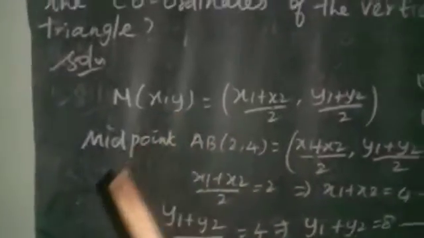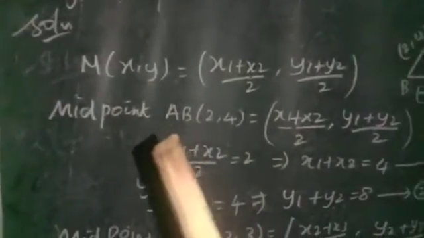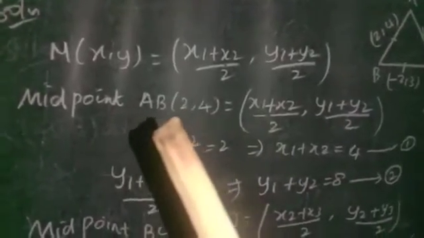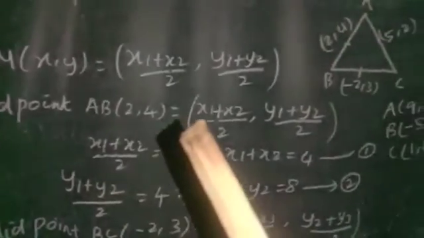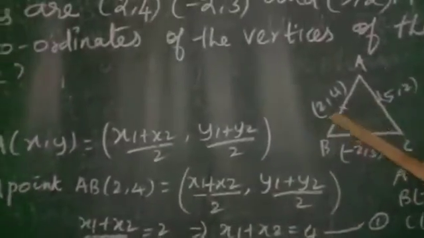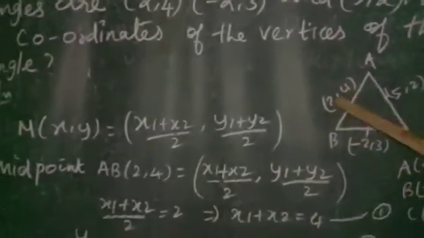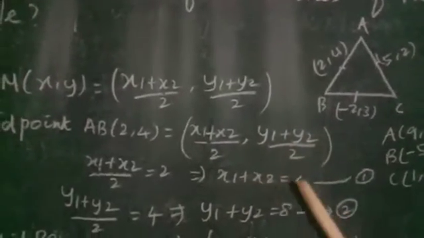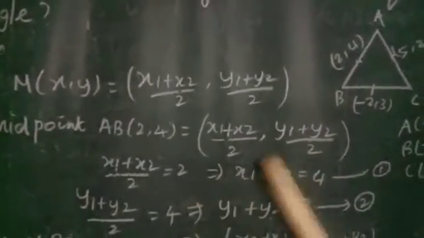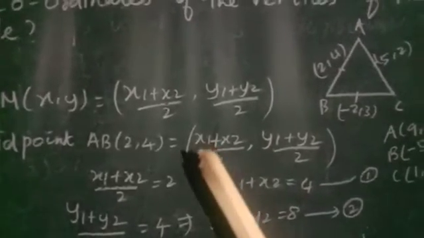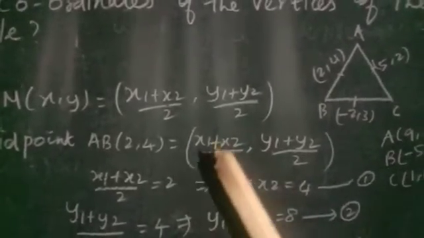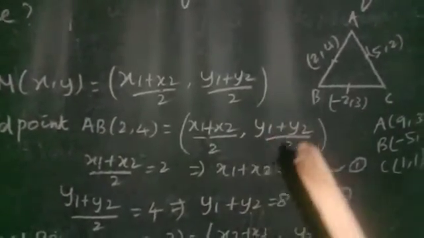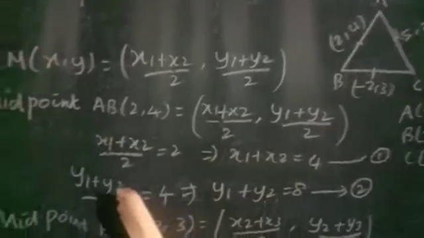First we take the midpoint of AB, which is (2, 4). So the midpoint of AB (2, 4) is equal to (x1 plus x2) divided by 2, comma, (y1 plus y2) divided by 2. Then for the x point, (x1 plus x2) divided by 2 is equal to 2. Then (y1 plus y2) divided by 2 is equal to 4.